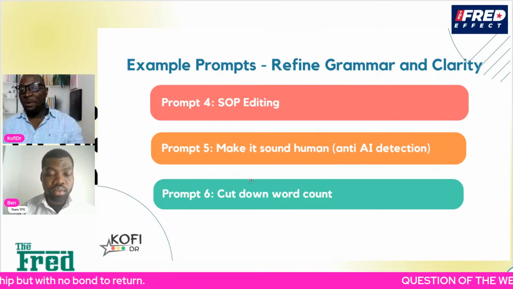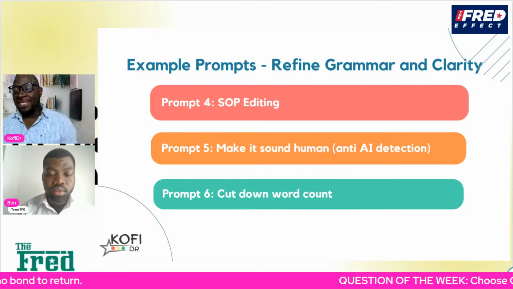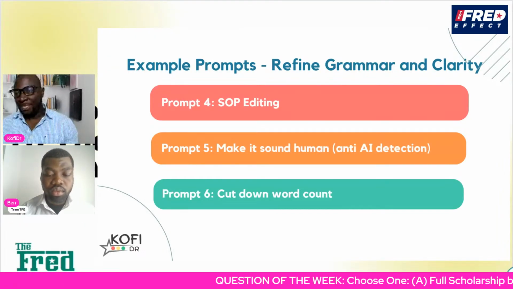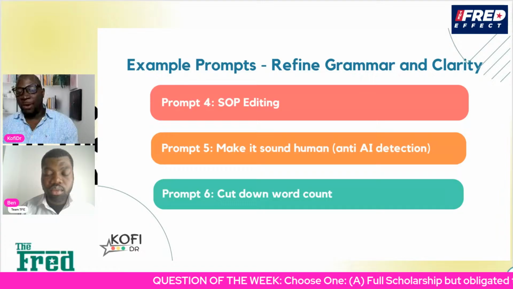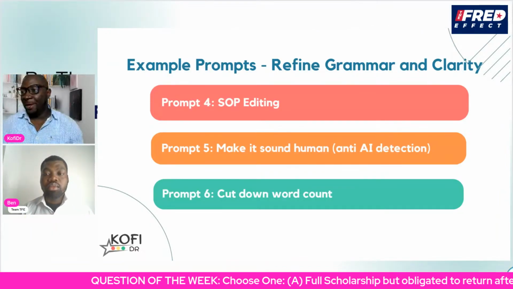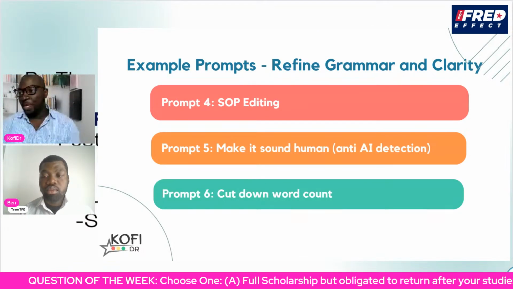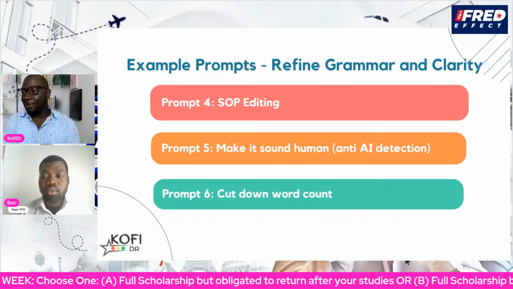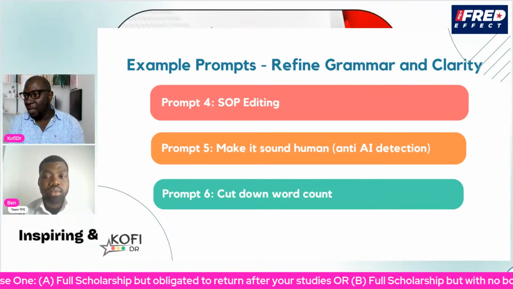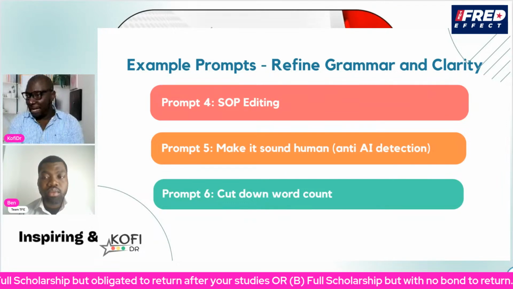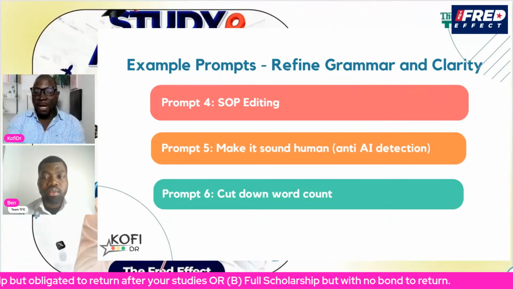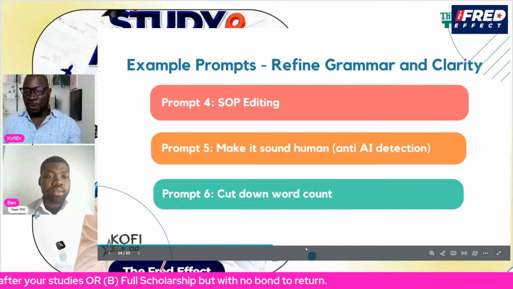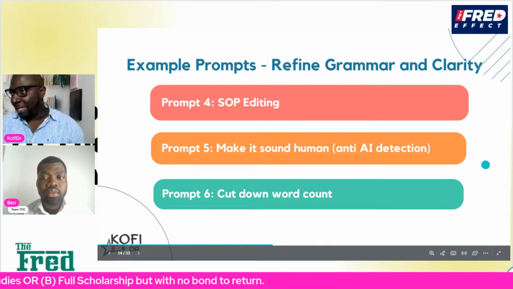Sometimes you have so many ideas, your statement of purpose ends up being 3 pages. You want to cut the word count and fit everything onto 2 pages. Some schools can tell you should not exceed 1,000 words. So how do you do that? You should be able to use AI to do that. It should be able to help you cut down your word count. So this is a simple prompt that I can also use for that.